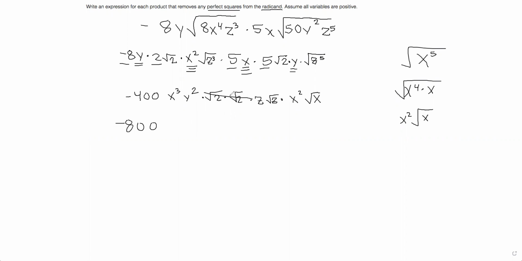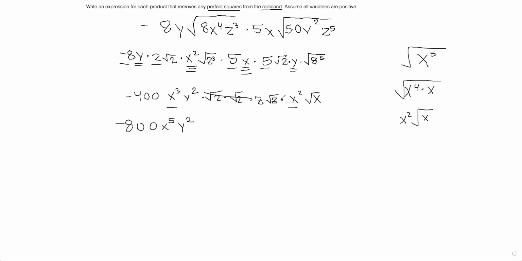We no longer have these square roots of 2 in the middle. So we're going to have negative 800 times x to the third power y squared. And now let's see what else we have. We have x squared times z. But actually, now that we have more opportunities to simplify, we want to go ahead and do just that. We want to multiply this x by that x. So whenever we multiply things like this, we're going to add the exponents together. We get x to the 5th power. So I'm going to update this. Instead of it being x cubed, it's going to be x to the 5th.